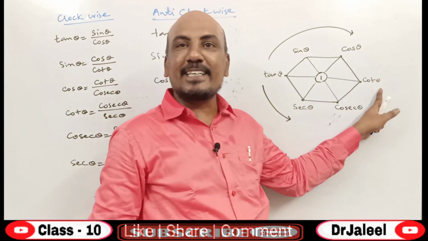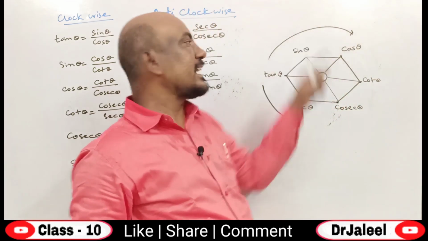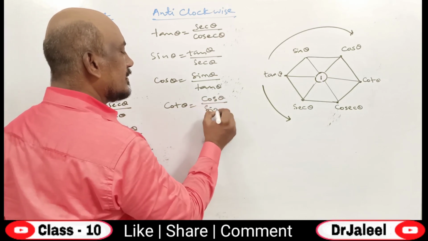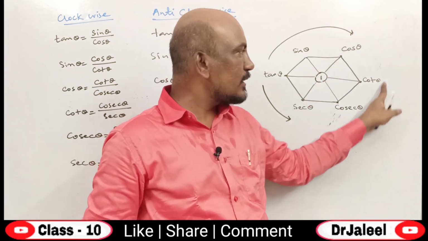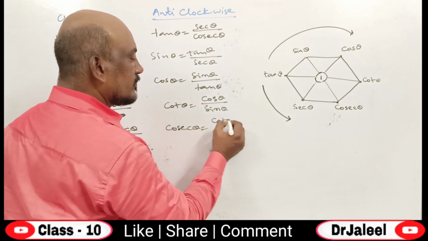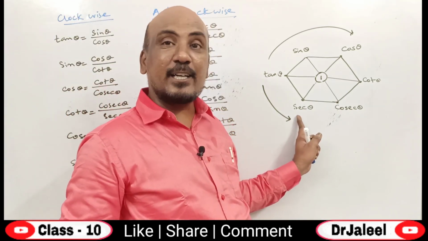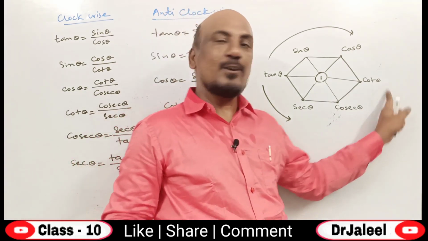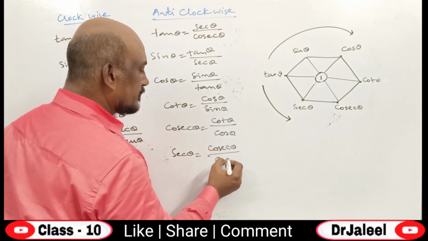Children, now you tell me what cot theta can be written as, anti-clockwise. Cot theta is equal to cos theta by sin theta. Same way, what is cosec theta anti-clockwise? Cosec theta is equal to cot theta by cos theta. Then what is sec theta? Go anti-clockwise. Sec theta is equal to cosec theta by cot theta.